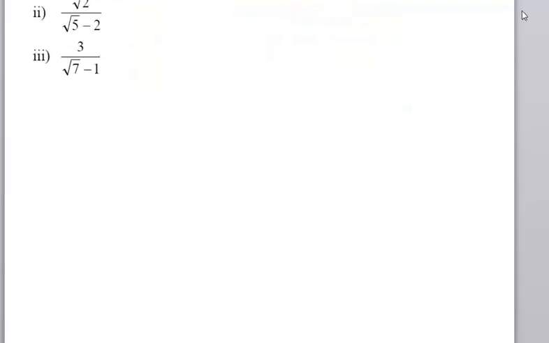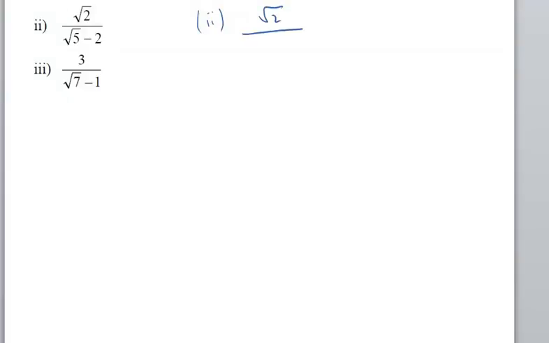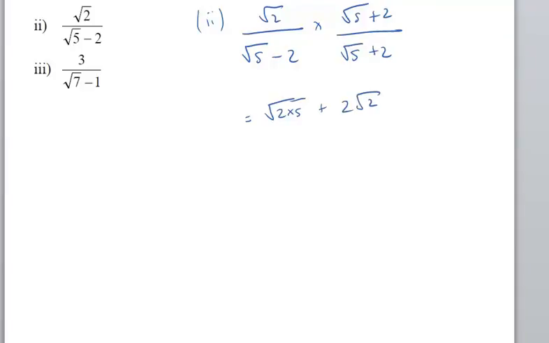So for question 2, we'll just move down, there we go. So for 2, we have the square root of 2 on the square root of 5 minus 2. Again, we're going to use our difference of squares. So square root of 5 plus 2. Square root of 5 plus 2 there. So here, square root of 2 times square root of 5, we end up with square root of 2 times 5. Plus 2 times the square root of 2.